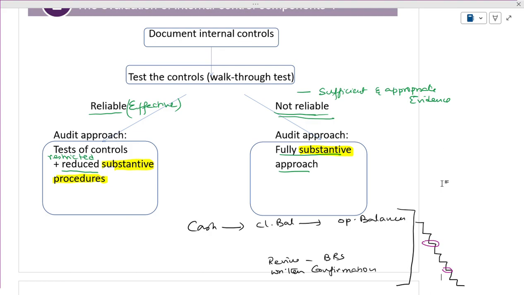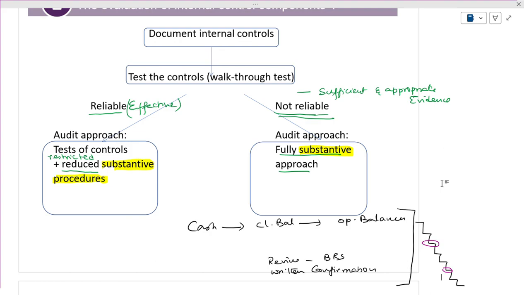How you are framing the sentence is also important. See, in depreciation we can do re-performance, and in depreciation we can do recalculation. Re-performance means recalculation as well, right? Yes, re-performance includes recalculation. We are focusing more on mathematical accuracy.